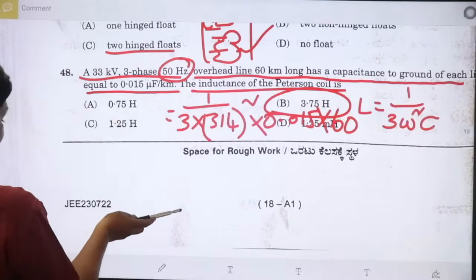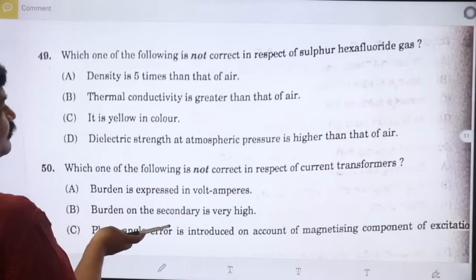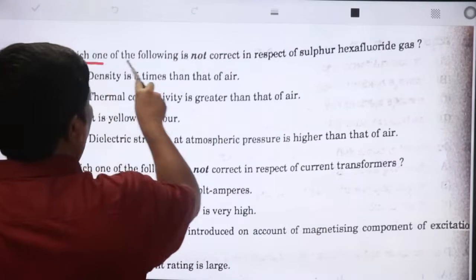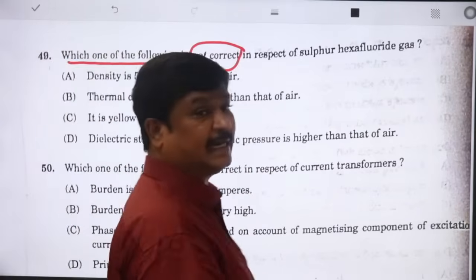Right, my dear students? So even late at night you are carefully observing the question. Very nice, ma. These are very careful, ma. These are very careful while writing the examination.